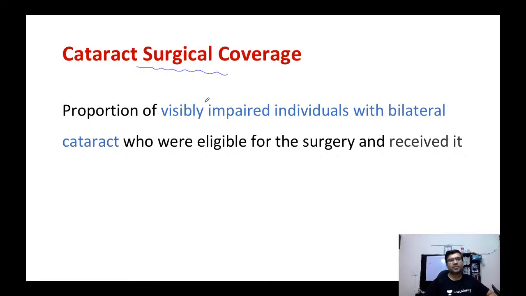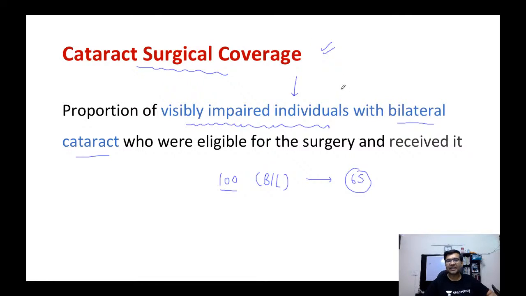Cataract surgical coverage means the percentage of the visually impaired individuals. Let's say there are 100 visually impaired individuals and they are visually impaired because of bilateral cataract, and out of them 65 patients have received the cataract surgery in 1 year. So can you appreciate this is a better term as compared to the cataract surgery rate? Give me a thumbs up. If this is a new point for you, please note it down or take a screenshot, and if you think that this session is useful for you, click on the like button.